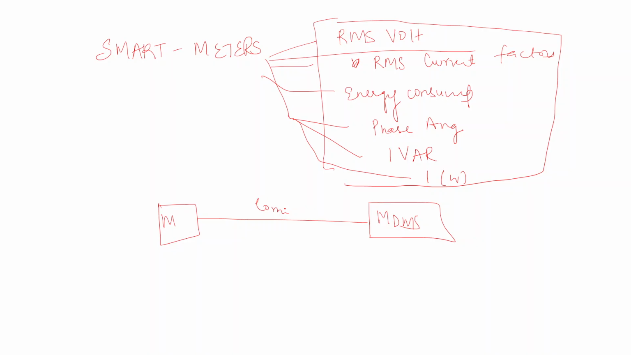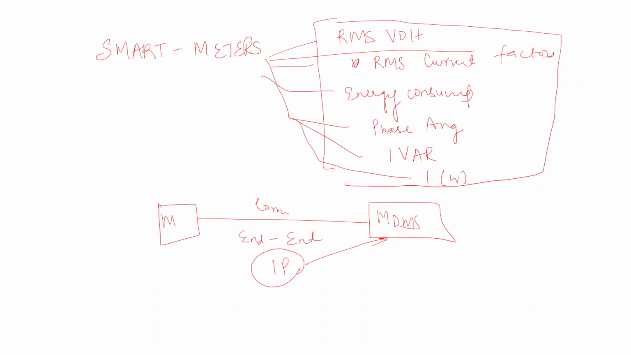So what happens with this? These are generally end-to-end encrypted, like internet protocol. In the last week, we solved a question regarding this: what type of communication protocol do they use? They generally use IP. Okay, and each meter has an IP which is addressable by the MDMS. So this is like this.